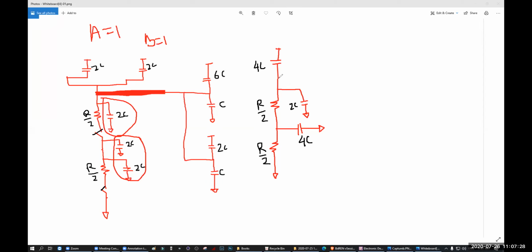Now this is your wire, right? This point is your wire. The wire should be replaced. After the wire, what do you have? After the wire, you have 6C, 2C, 8C. And 2C and C, they become 2C.